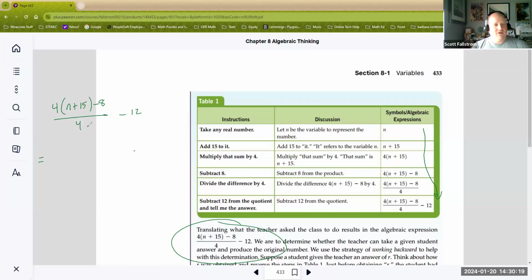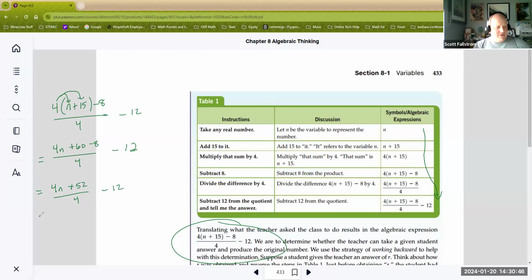Okay, so let's take a look. If we're going to simplify this expression, we could distribute the 4 across. Okay, so I now have 4n plus 60 minus 8, the whole thing over 4. Then when I'm done, I subtract 12. Then I could simplify the 60 and the 8, so I get 4 times n plus 52, the whole thing divided by 4 minus 12.